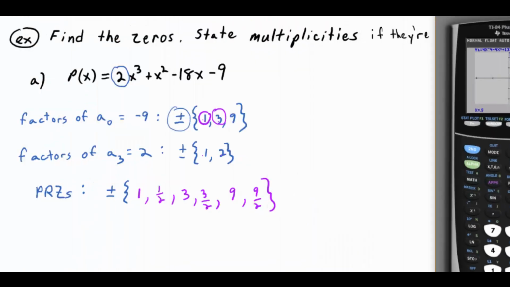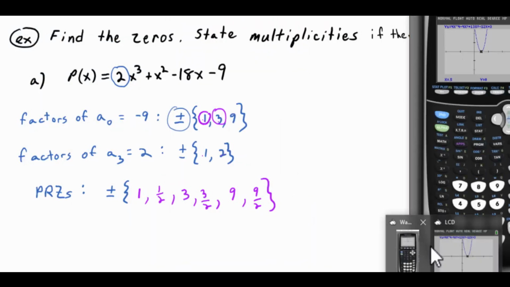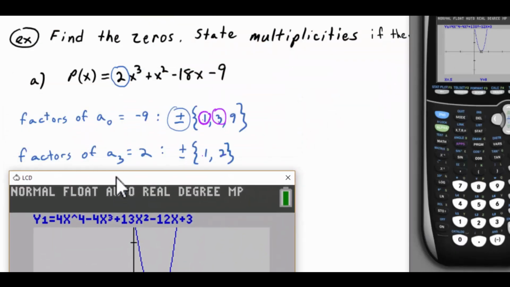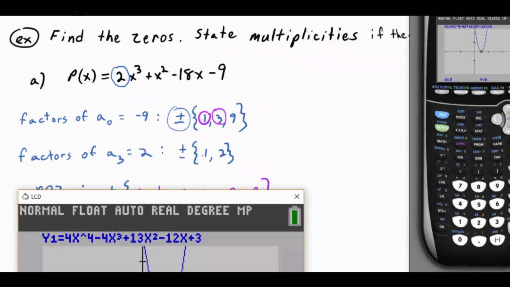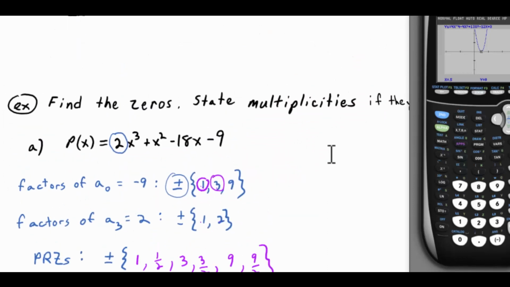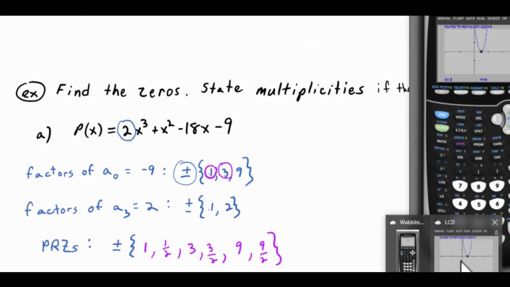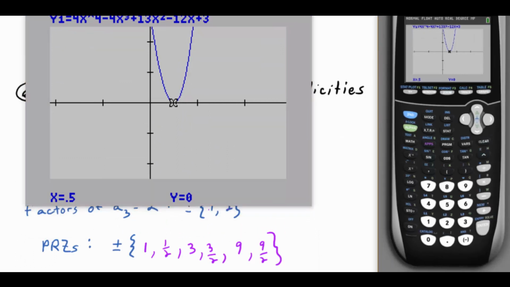Oh, let me put it over here. Put this down here. So remember what the list looks like. You know what I'll do? I'll move this down here so we can see it. Okay, so here's your calculator.